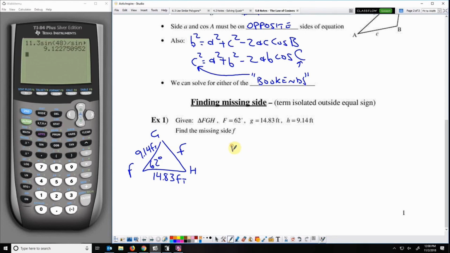So I'm going to do F squared equals, then G squared and H squared, 14.83 squared plus 9.14 squared, minus 2 times the product of these same two numbers, 14.83 times 9.14, times cosine of angle F, which is 62 degrees.